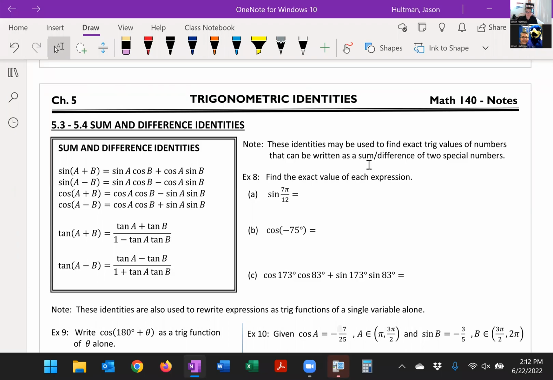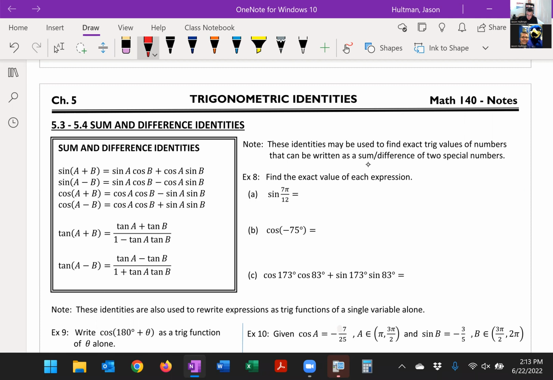Okay, welcome back, students. Let's go over trigonometric identities. 5.3, 5.4, sum and difference identities. So sum and difference identities turn addition into multiplication.